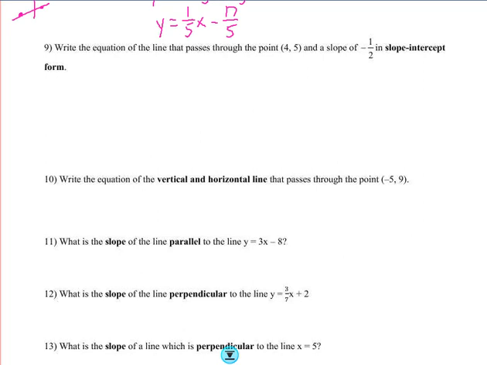Slope-intercept form again here. I'm going to go through point-slope form because we have to know it anyway, and this is why, because it makes the problem easier for us. We'll distribute.